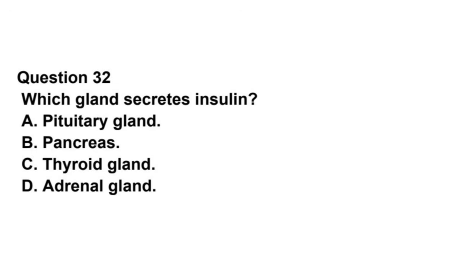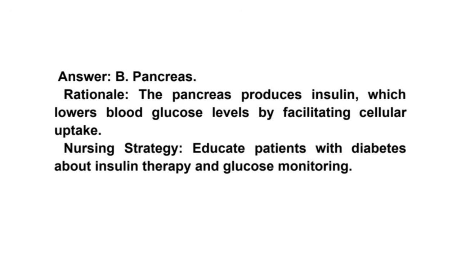Question 32. Which gland secretes insulin? A. Pituitary gland. B. Pancreas. C. Thyroid gland. D. Adrenal gland. Answer: B. Pancreas. The rationale: the pancreas produces insulin, which lowers blood glucose levels by facilitating cellular uptake. Nursing strategy: educate patients with diabetes about insulin therapy and glucose monitoring.